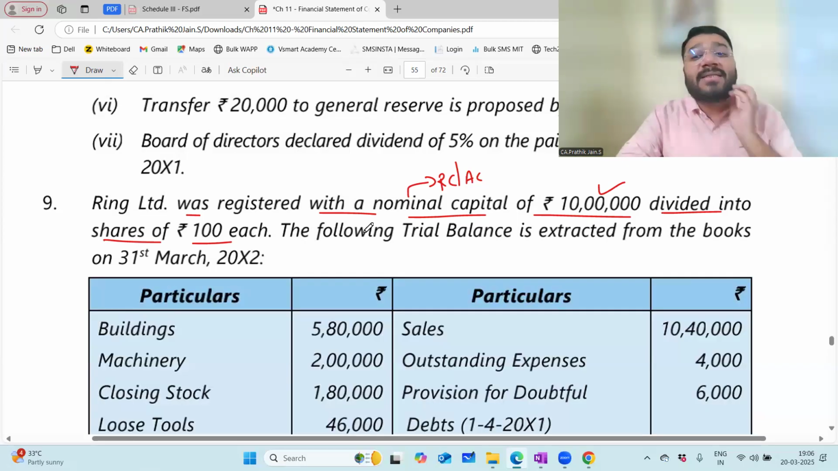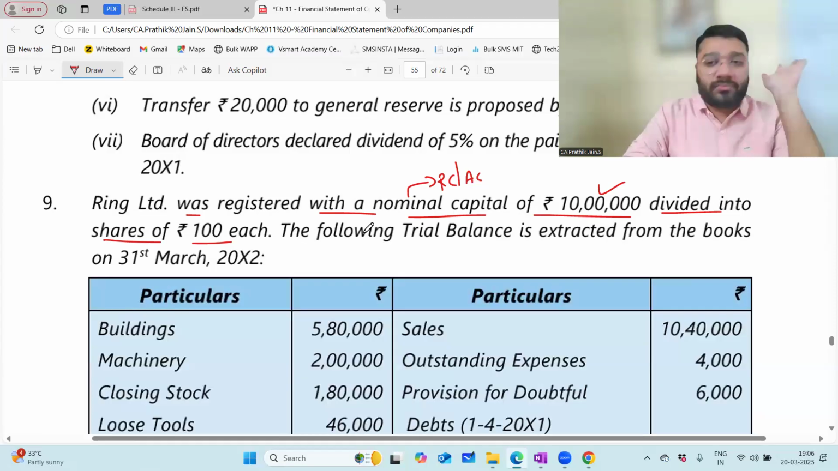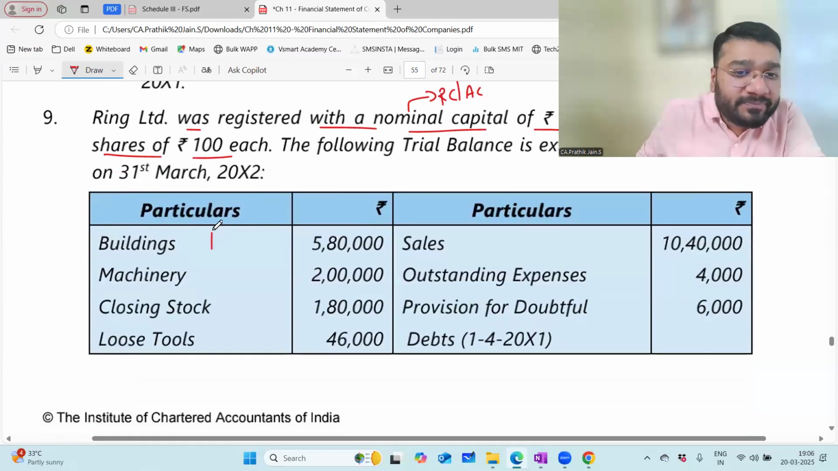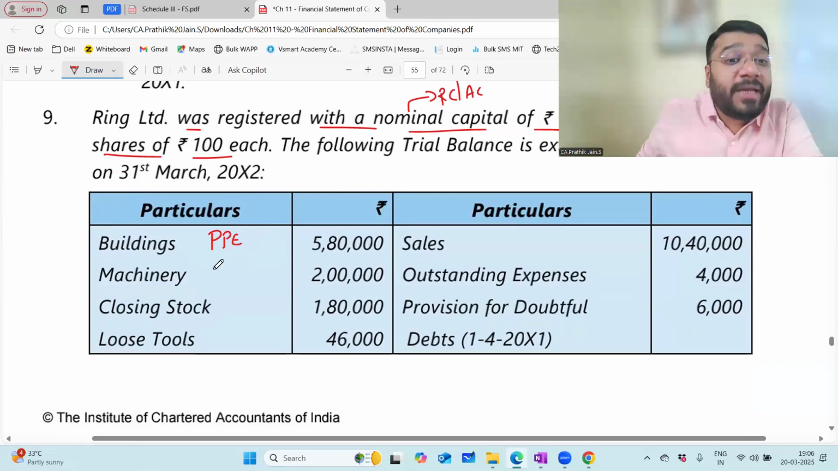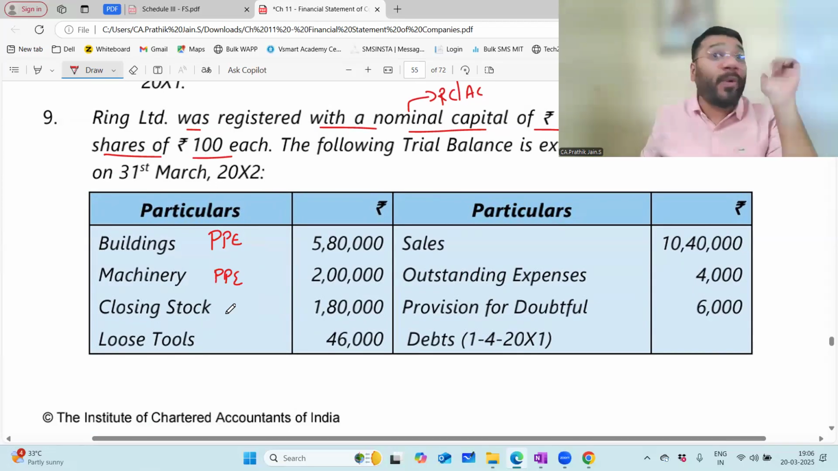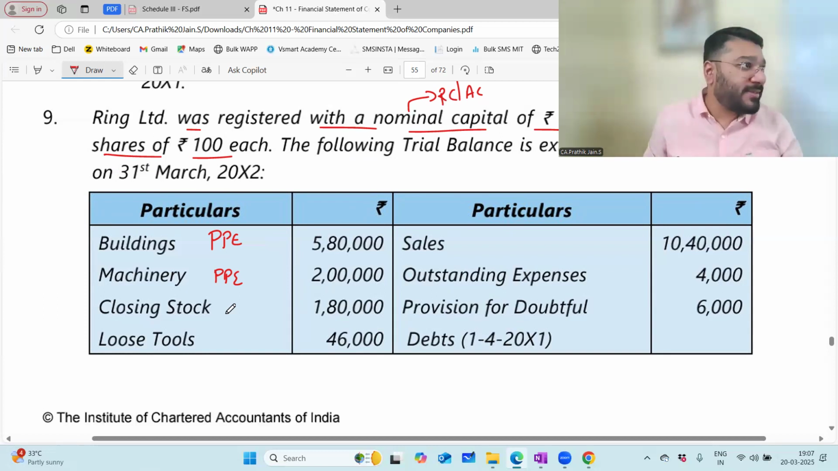The following trial balance is extracted from the books of the company on 31st March 2002. Building, where will it go? PPE. Machinery? PPE. Closing stock is coming in the trial balance. How is it coming? Because the closing entry for closing stock is passed: closing stock to purchase. So what method is this? Adjusted purchase method. So this will go to my inventory.